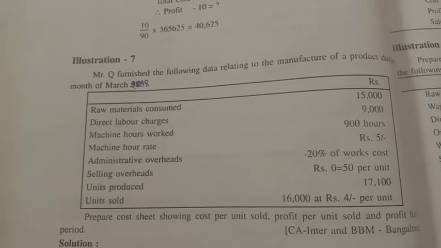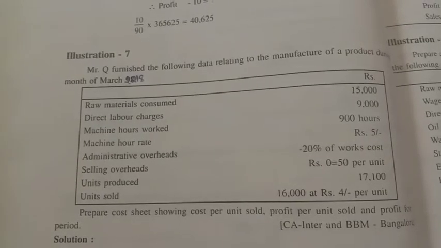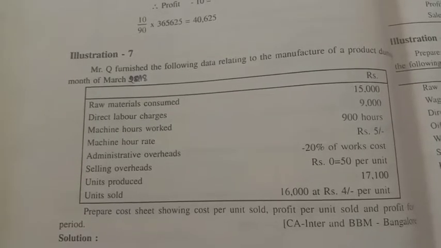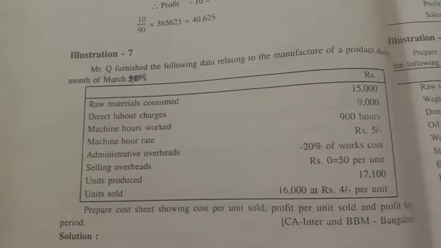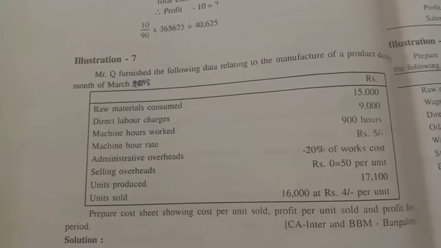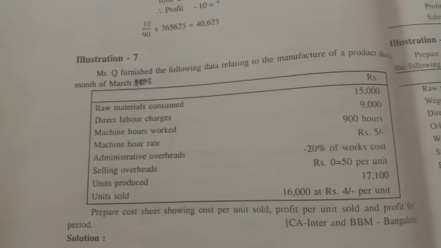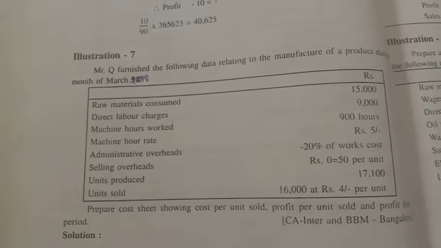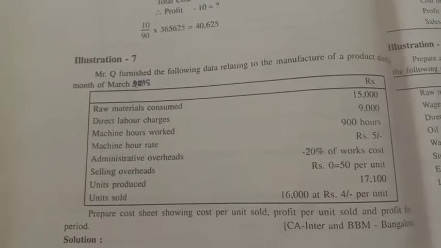Units produced, it is a new adjustment. Units produced 17,100. See the next line, units sold 16,000 at rupees 4 per unit. The units produced are 17,100, but what are the units sold? 16,000. So what is the difference? 17,100 minus 16,000, 1,100 produced goods are unsold. So it is a closing stock. Whatever is unsold at the end of the period is the closing stock of finished goods.